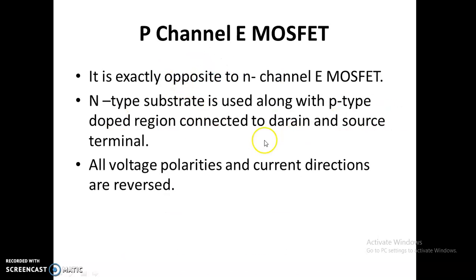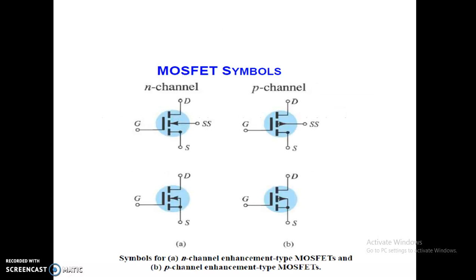And connected to the drain and source terminal, all the voltage polarity and current direction are reversed. These are the differences, but the construction and operation remain the same. These are the types of E MOSFET, n-channel and p-channel. Here you can see both the different symbols. This is the SS, the combined substrate.